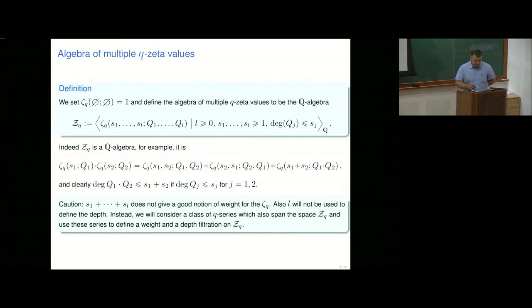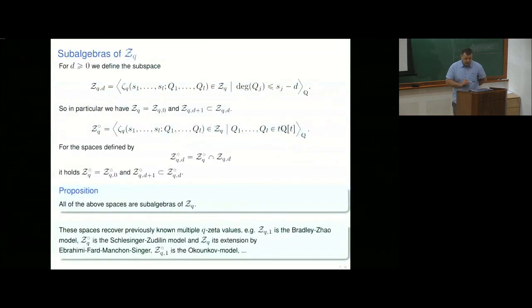But the price we have to pay is that with this description we won't get any reasonable analog for weight and also for depth. Anyhow, we have a nice filtration on this space, namely, we can require that these polynomials are bounded with respect to the index.